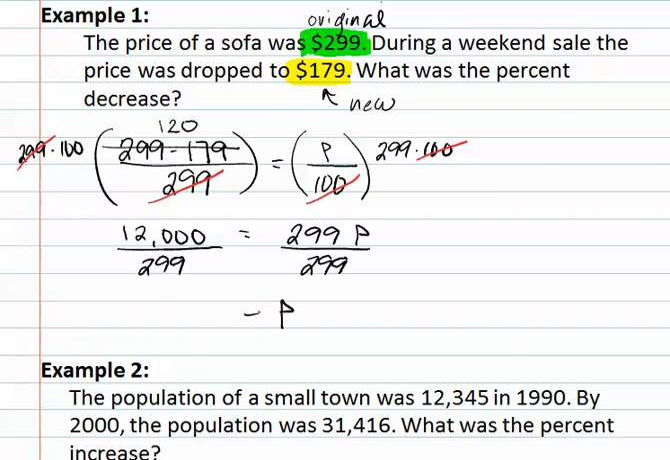This gives us p equals 40.133, which continues on in the calculator. Let's round this to the hundredths, which means we have 40.13% discount or decrease.